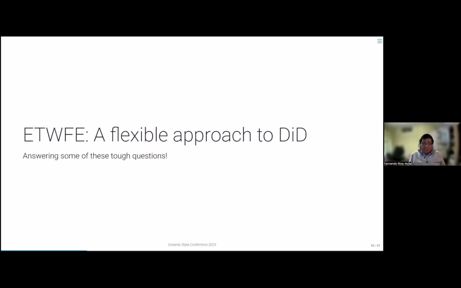Thanks to the research of Professor Wooldridge and some of the advances and developments that have happened over the last few years, and some of my own based on the understanding of how the methodology works, the JWDID, also known as the extended two-way fixed effects, can help you answer a lot of these questions.